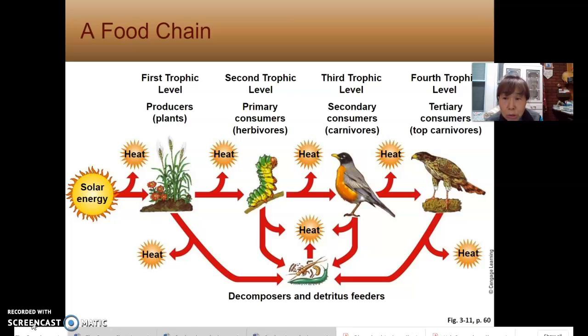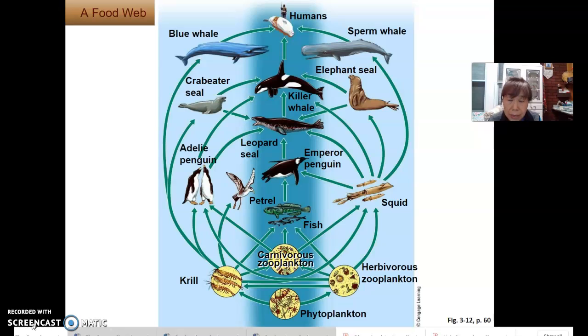So this diagram shows you a food chain, starting with solar energy through photosynthesis. You get to the herbivore, and then the herbivore gets to the carnivore, and then you get to the top carnivore, the tertiary. And then along the way, decomposers and detritus feeders will eat the leftovers and recycle the materials back for photosynthesis. This diagram shows you a food web. You can see the interconnected food chains.